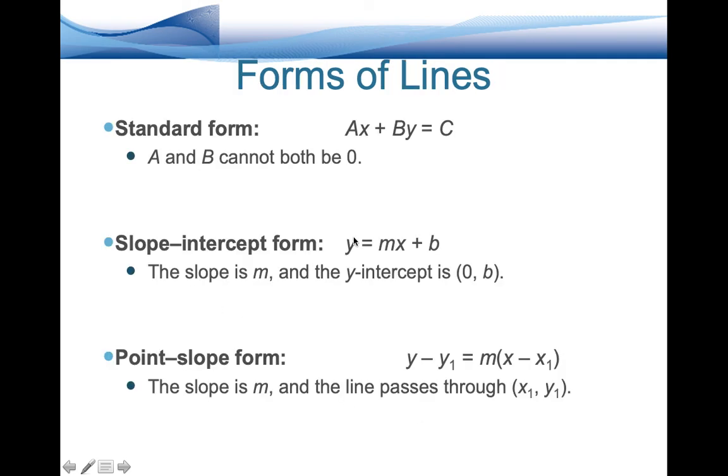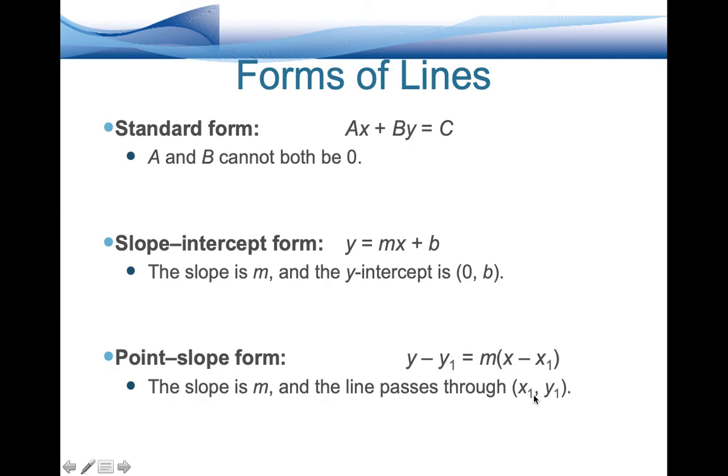So, forms of a line. Standard form, you have something x plus something y equals a number. Slope-intercept form is y equals mx plus b. Y and x are standard, they're just there. B is the y-intercept, wherever it crosses the y-axis. M is the slope.